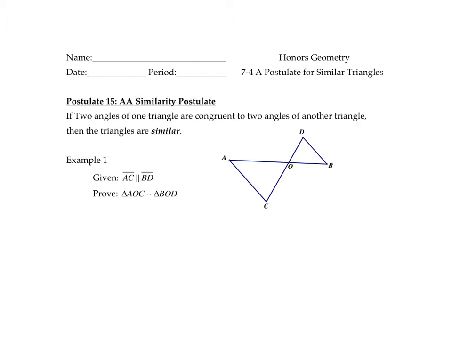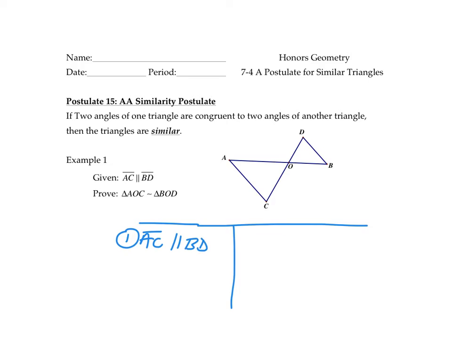So let's take a look at a proof that uses this postulate. So it's a basic proof. It's just going to be 3 steps. Of course, our first step is our given information that line segment AC is parallel to line segment BD. So go ahead and mark those two line segments parallel to each other in your picture. So AC parallel to BD.